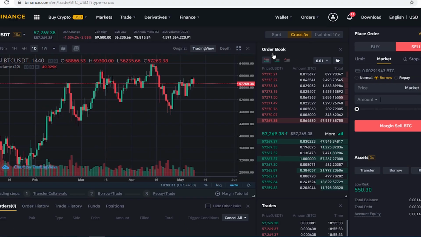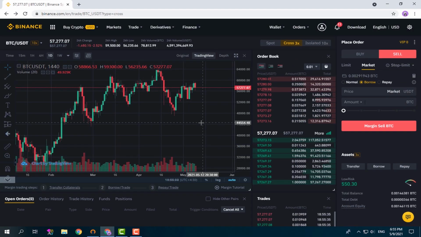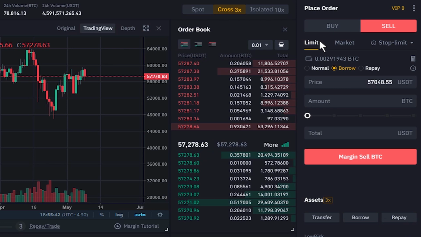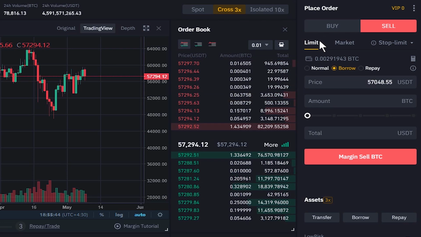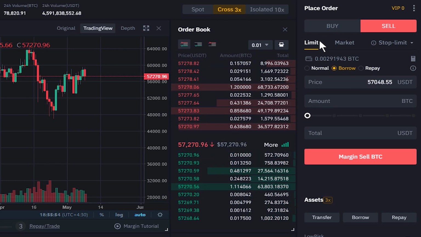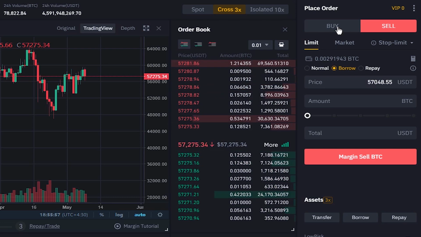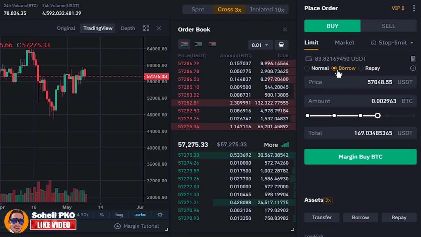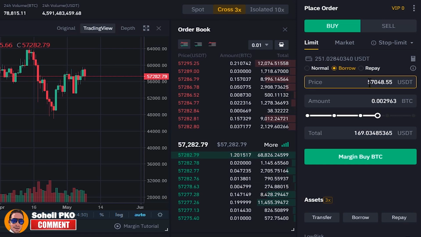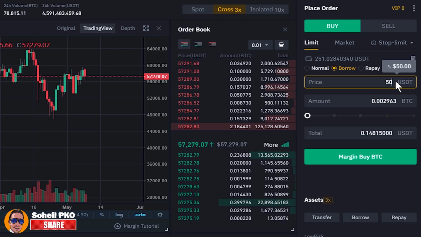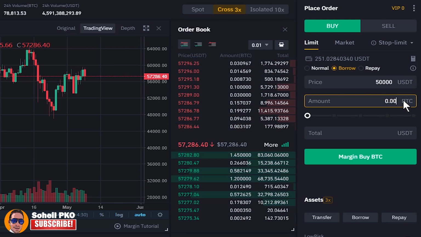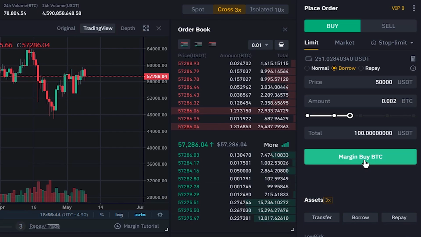Let me close this. Another point that I must mention here is that if we place an open order like a limit order, when we cancel the order, the borrowed money is automatically repaid. Let me show you this with an example. Let's go to the buy tab and limit order. I select borrow here. Let's place a limit order at 50,000, for example, with the size 0.002. We click on margin buy BTC.